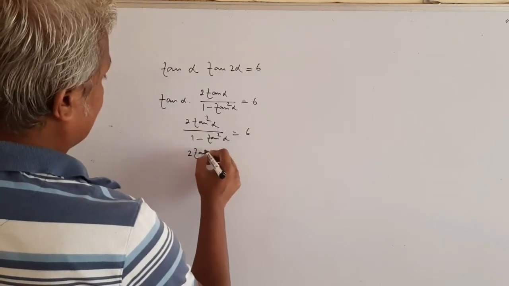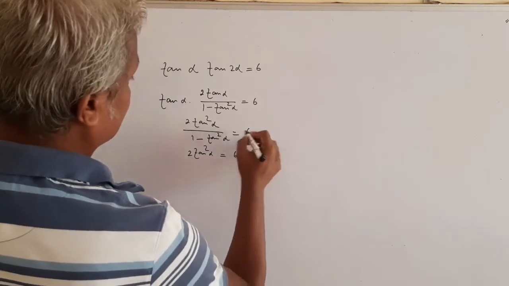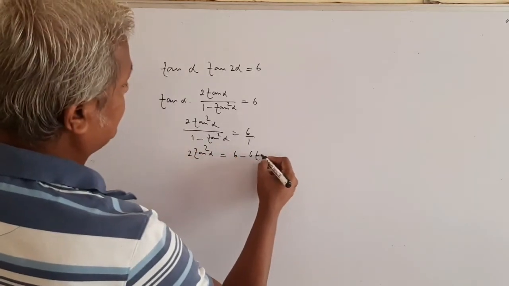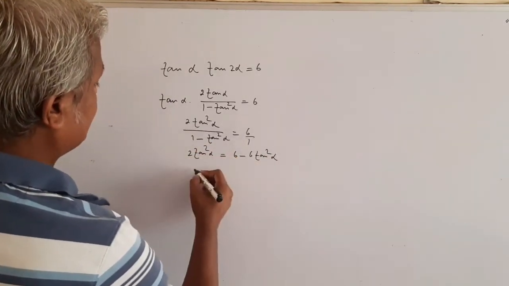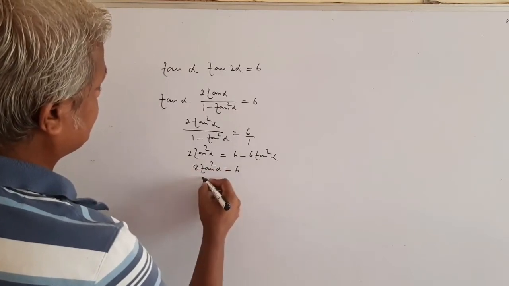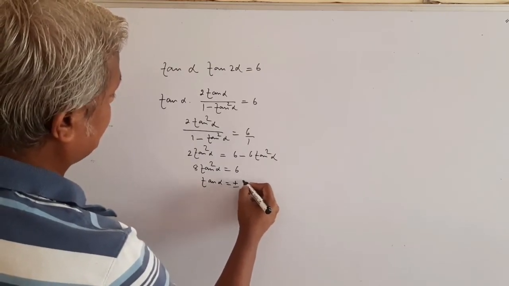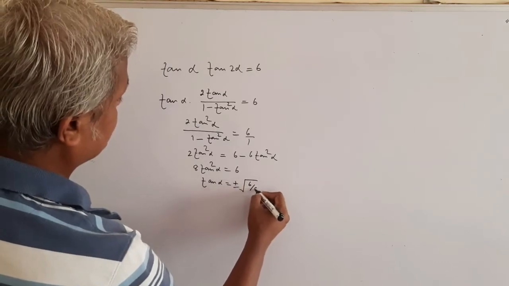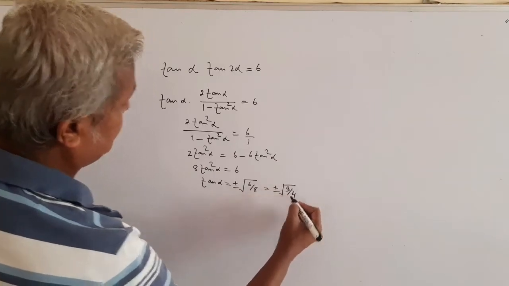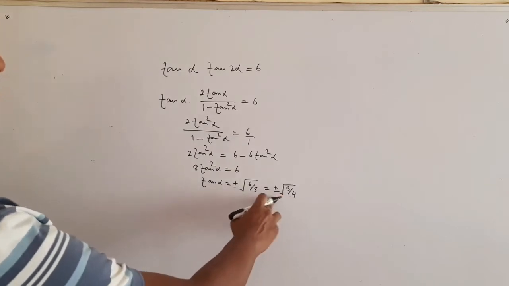So 2 tan alpha is 6 minus 6 tan square alpha after cross multiplication, and that gives 6 tan square alpha plus 2 tan alpha minus 6 equals 0. Then tan square alpha is 6 over 8, so tan alpha is plus minus under root 3 by 4. These are the possible values of tan alpha: plus root 3 by 4 and minus root 3 by 4.